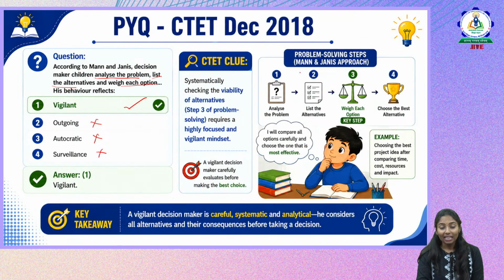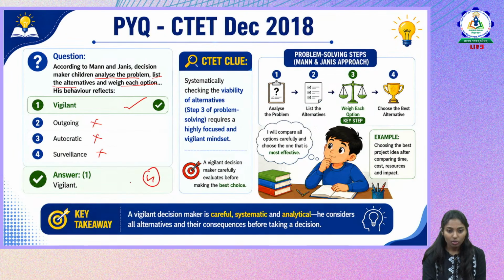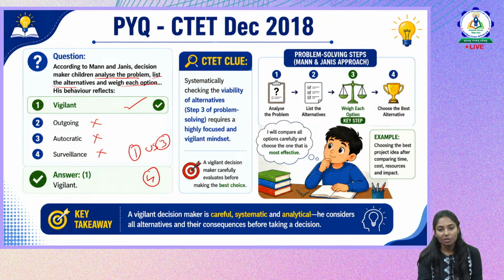Then we have to weigh each response against each other. If you have 4 alternatives, you have to weigh your options: what will happen with 1 versus 3, 1 versus 4, which option is better. Then after weighing all your options, you will choose the best option, the best alternative. That is the Mann-Janis approach. Okay, so by doing this, you exactly know that you have already thought about all the alternatives.